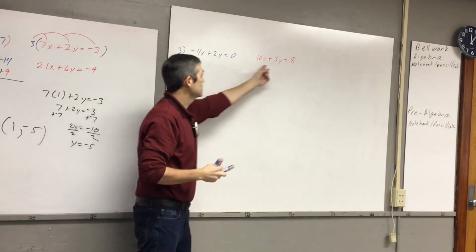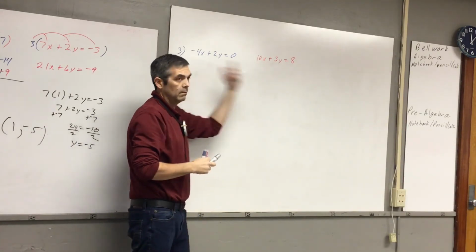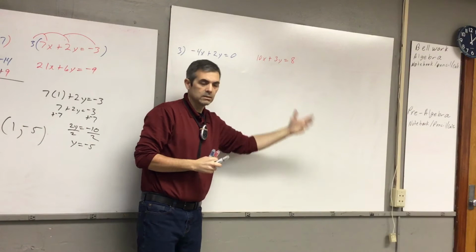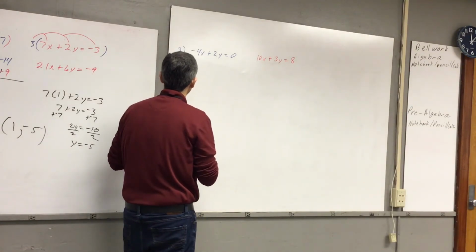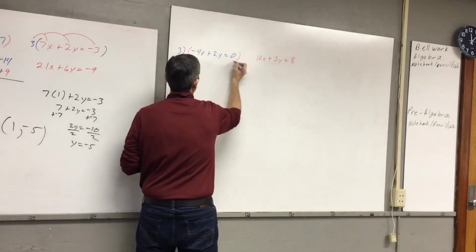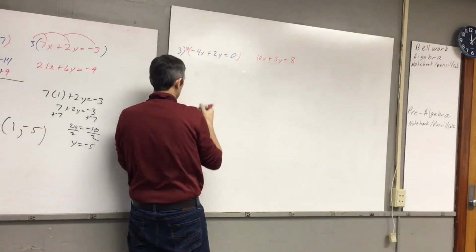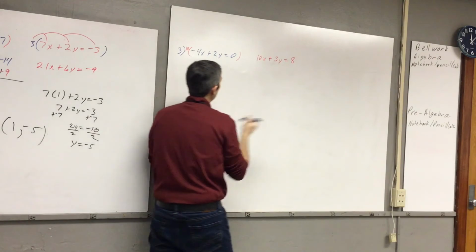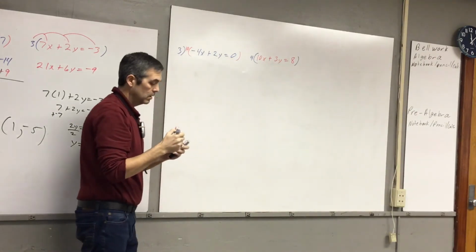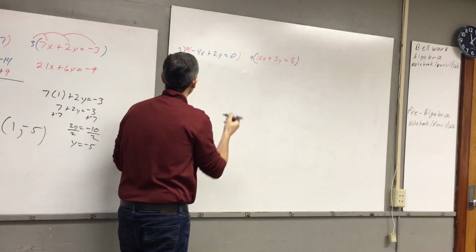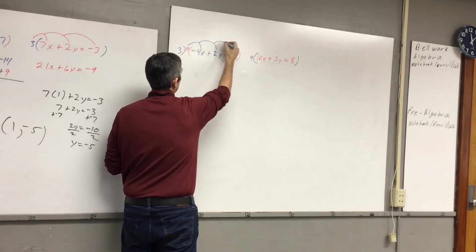Okay? Now, when I look at this, I want to do the easy things, right? Multiplying this one by 4 and this one by 10, that's an easy thing. Okay, so that's what I'm going to do. So this one times 10, and this one times 4. All right, and now you just distribute here, here, and here.